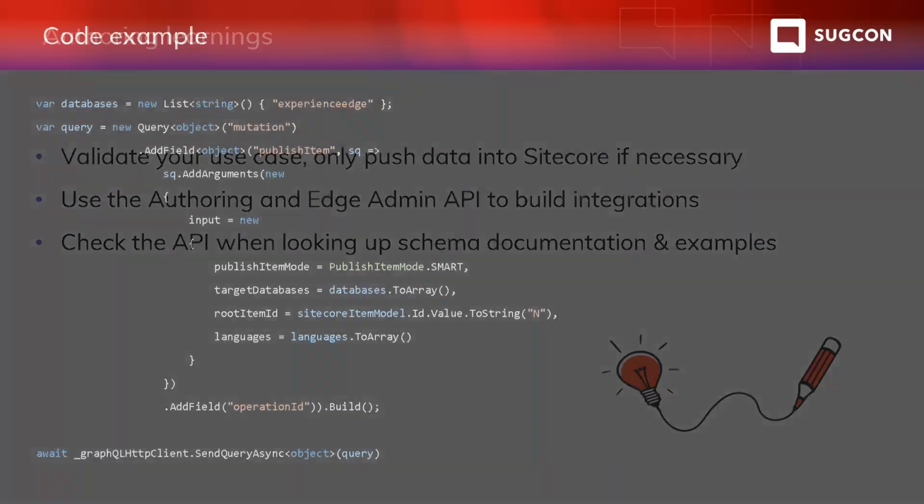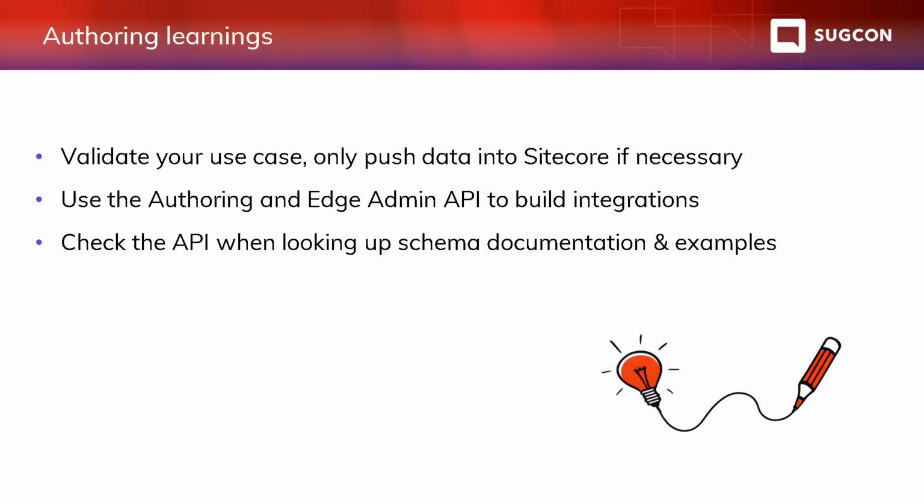So whenever you're going to use the authoring service, think of, do I really need to use the authoring service to push data into Sitecore? Because as I said, the recommended approach is directly retrieving the content from your external data source. But if you have to, you can use the authoring and Edge admin API and check if you're at the right schema.